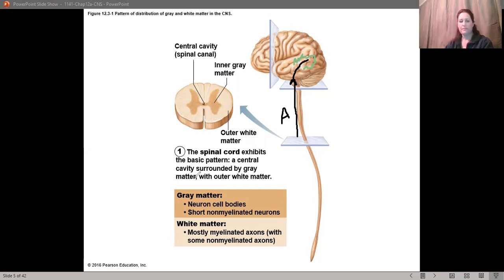You do need to know the differences and patterns between gray matter and white matter, between the spinal cord and the brain. Gray matter are things that are not myelinated, so neuron cell bodies and dendrites, and short non-myelinated neurons. Axons can be myelinated or not myelinated. If they're really small, they might not be. But mainly it's neuron cell bodies and dendrites.